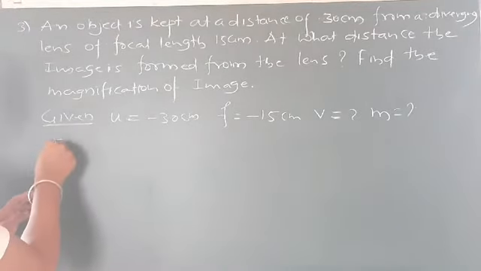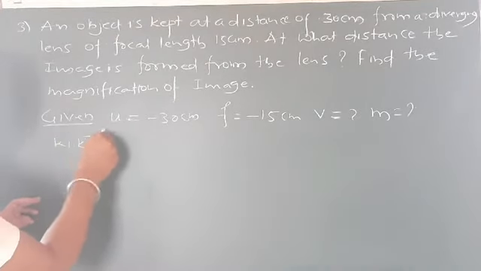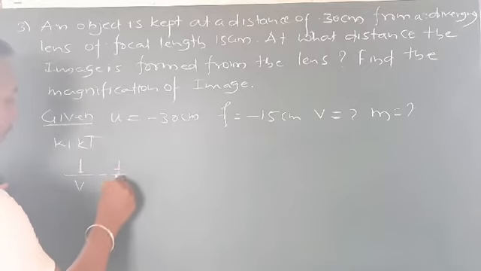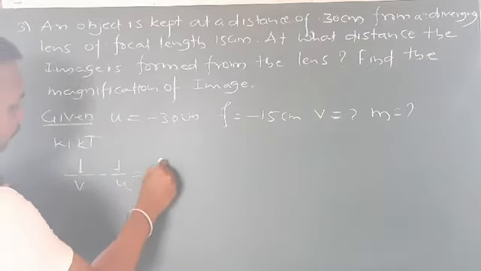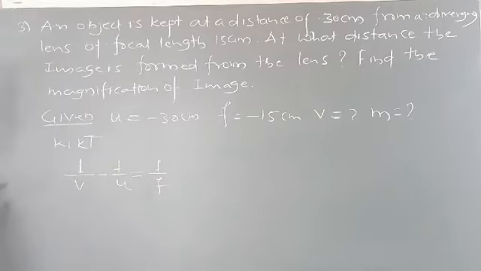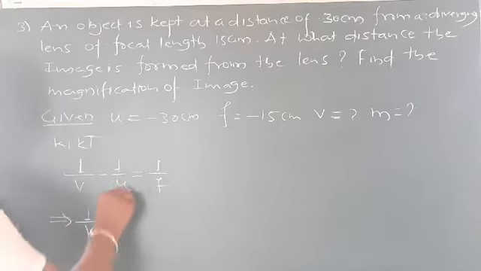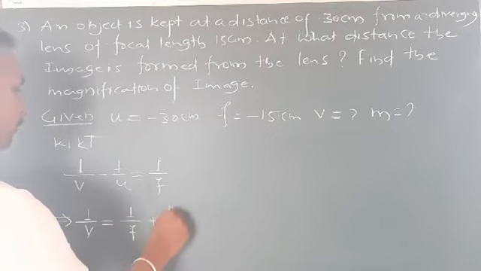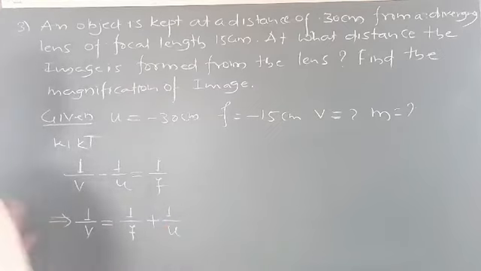So we can apply here what we know very well: the lens formula. 1 by v minus 1 by u is equal to 1 by f. What do we need? We need v. So I'll keep 1 by v as it is and send the other term to that side. So it is 1 by f plus 1 by u. This minus becomes plus on that side.